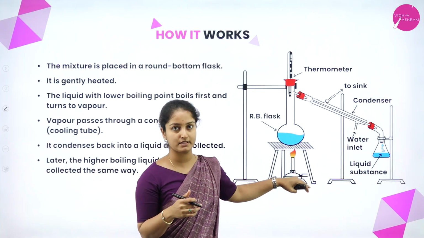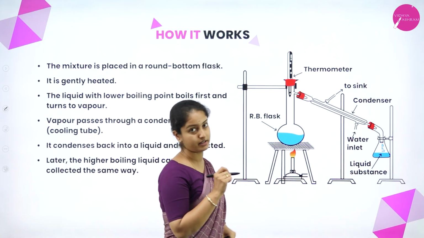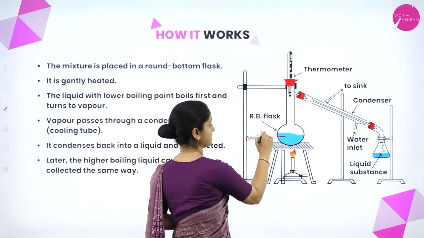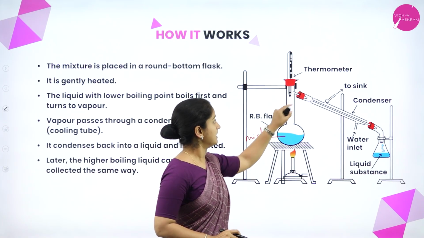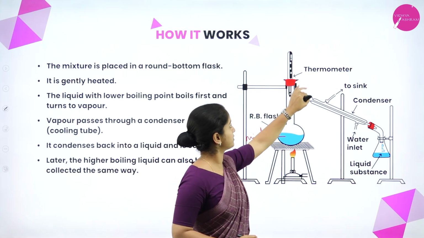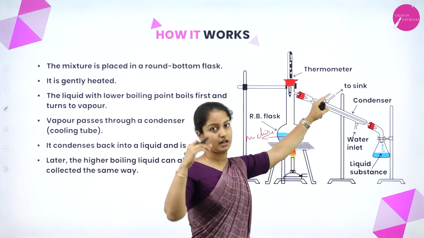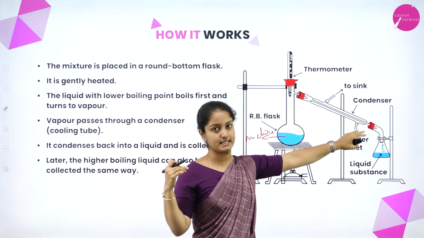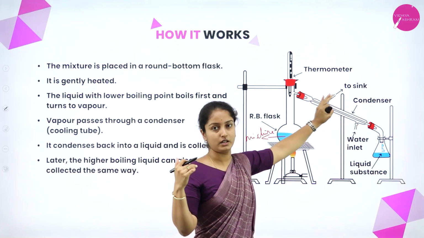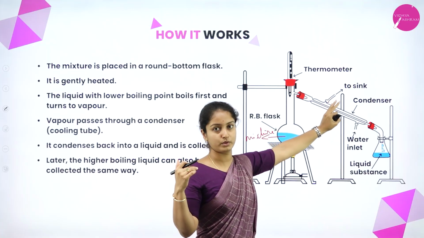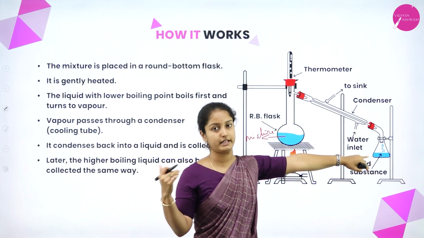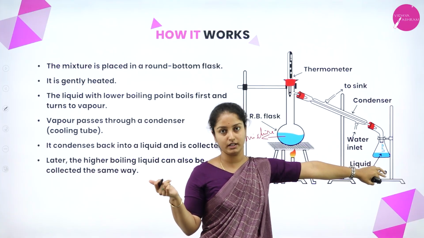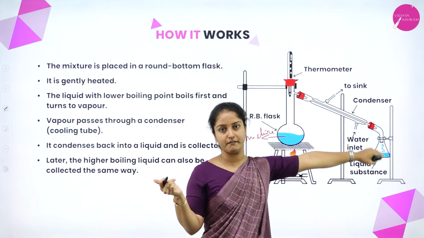So, this is the experimental setup, where this is called a round bottom flask, which contains a liquid mixture. Then this has a connection with a thermometer so that we can keep a check on the boiling points. This has been connected to the condenser unit. There are two outlets, one to let the water in and the other to let the water out. Then this tube is connected again to the conical flask to collect the vapors.